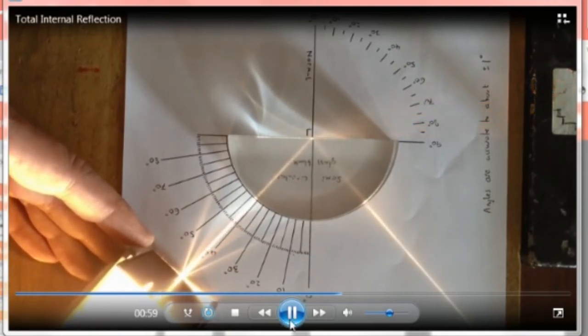Right here is my angle of refraction, and right here is my angle of incidence, and my angle of refraction is larger. If we keep going, you're going to notice that this ray of light is going to be right along the edge of the glass. And you can see already we're starting to get some internal reflection. But once we reach, now I'm going to pause it there, that is the critical angle. That's where the refracted ray was right along this edge of the glass.